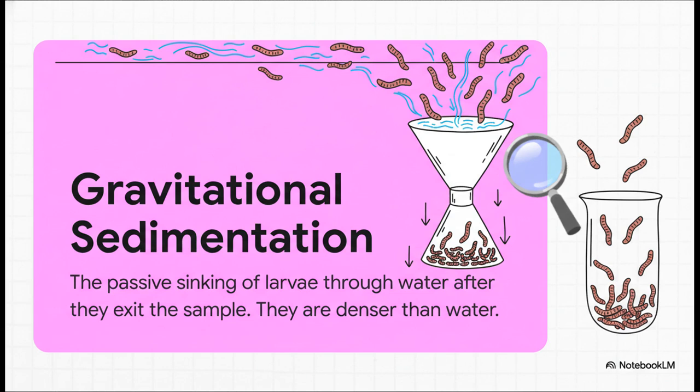Now, once they're free and wiggling around in the water, the second principle takes over: gravitational sedimentation. It's just simple physics. These larvae are denser than water. They can't just swim around forever. So they passively sink down through the water column and collect neatly right at the bottom of the apparatus. It's this 1-2 punch of active migration followed by passive collection that makes the technique so incredibly effective.